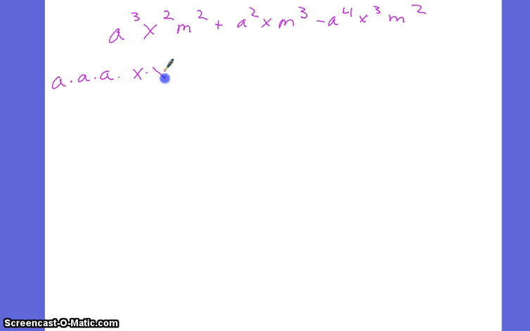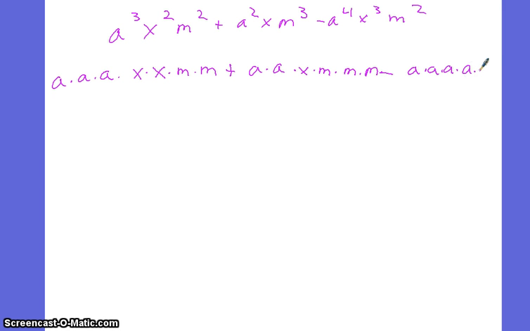Now we can also have a problem that looks like this: a to the third x squared m squared plus a squared x m to the third minus a to the fourth x to the third m squared. Okay, a lot of stuff going on, and I would recommend to you that you break this out. And as you break it out, double check. I actually did this video once already and made a mistake, and I just decided it would be much easier just to go back and redo it, because when I made the mistake, I left something out that I shouldn't have. So it's important to double check these.